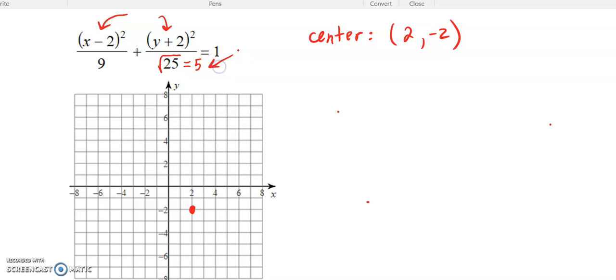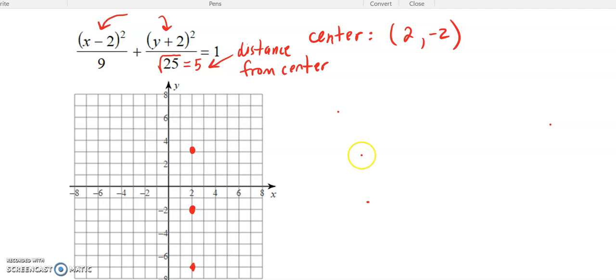So this is the distance from the center in the y direction because it's underneath the y. So from the center we can go up 1, 2, 3, 4, 5, and down 5. And those are going to be your vertices. Now we'll talk in a second the difference between the vertices and covertices.